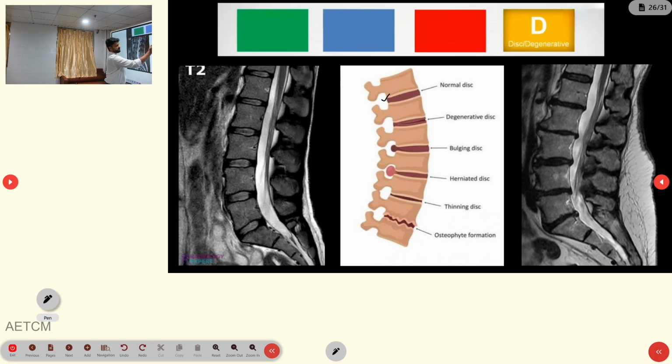A normal disc should be of the same height and all. The disc will show loss of water signal. This degenerated disc can get bulged into the canal. So it is a bulging disc, and sometimes it will herniate when the base is small and the prolapsed part is more. Then it is called a herniated disc. Then there can be thinning of the disc. There can be osteophyte formation also.